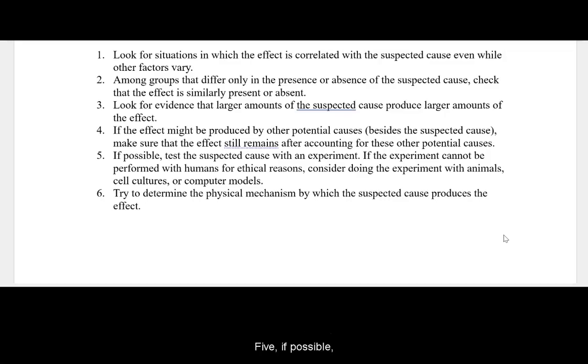5, if possible, test the suspected cause with an experiment. This would be great if we could do that all the time. If the experiment cannot be performed with humans for ethical reasons, consider doing the experiment with animals, cell cultures, computer models. Computer models would be great. And then 6, try to determine the physical mechanism by which the suspected cause produces the effect.